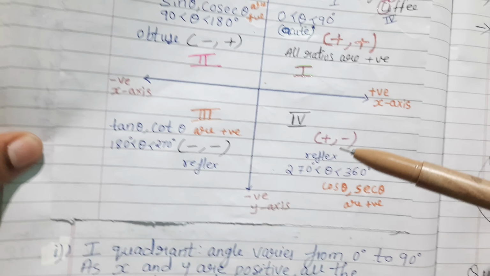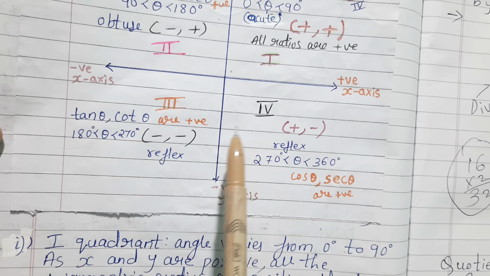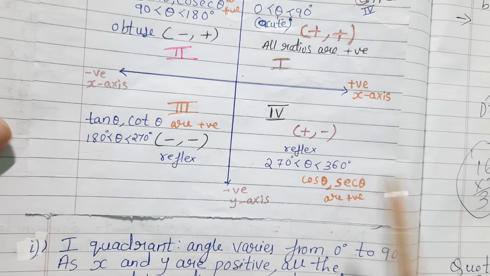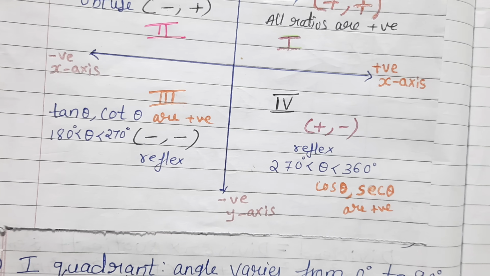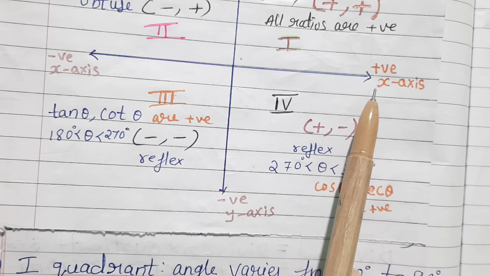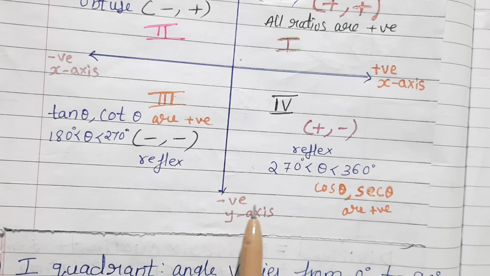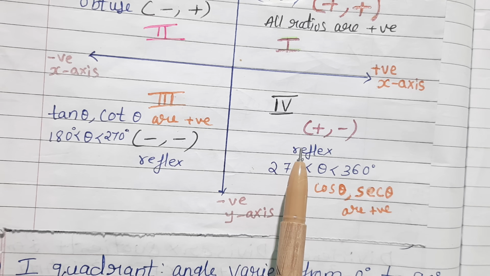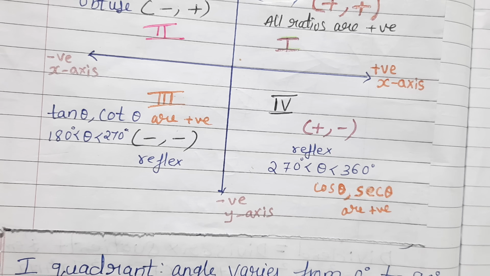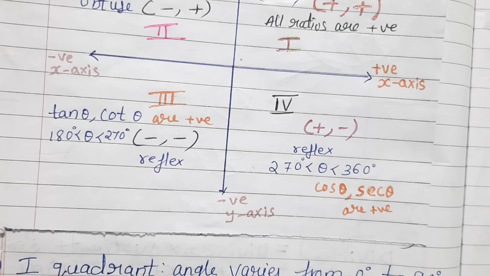Then we have the fourth part of it. In the fourth part, the angles vary from 270 to 360 degrees. As you can see, here x is positive, but y is negative. So here only cos theta and sec theta are positive, and the rest, cosec theta, tan theta, cot theta, are negative. Okay, so I hope you have understood these trigonometric ratios of angles in the quadrants. This is a quadrant, right?